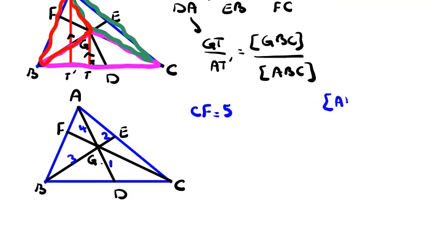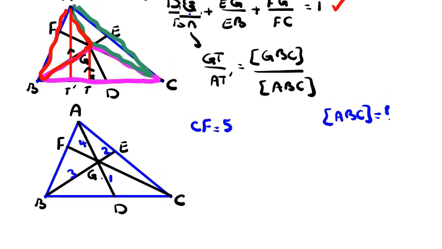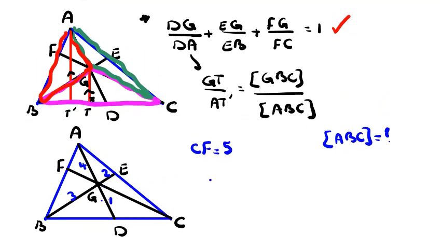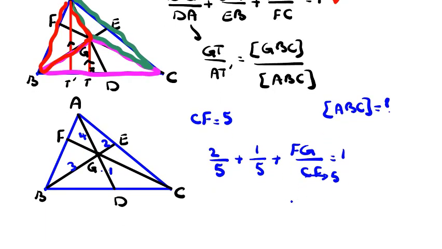Okay, so let's solve. By our lemma here, we say 2 over 5 plus 1 over 5 plus FG over CF equals 1. Now we know CF is 5. So if we multiply by 5, it will be 2 plus 1, 3 plus FG equals 5. So FG equals 2. So FG is 2, and since CF is 5, CG will be 3.